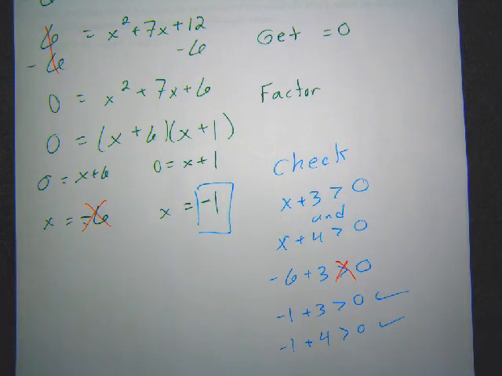No rule says that one of them has to work or one of them has to fail if there's two answers. So you always want to check both and just make sure they don't mess up. If they give you a negative, they don't work.